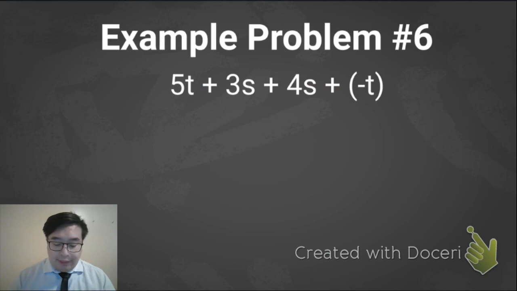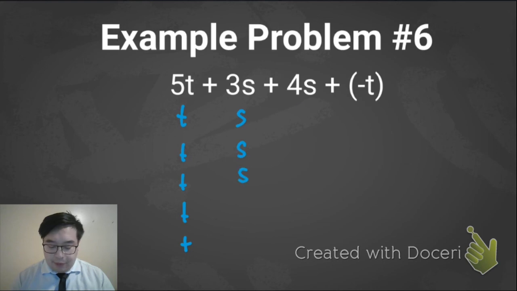Alright, and finally let's go over our last example. Here I have 5t plus 3s plus 4s plus negative t. So again, just like before, let's think about these in individual parts. I have 5 t's. I have 3 s's, 4 s's, and now I have a negative t. Alright, again, just like before, even though these are all variables, only the s variables can go together, and then only the t variables can go together.